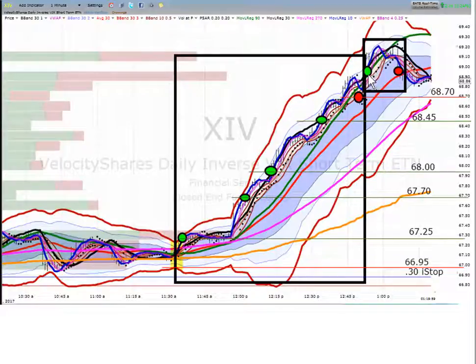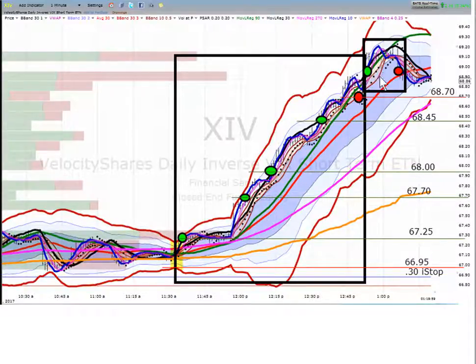in the usual way on a continuation pocket entry. We get another RLCO outside the river. Now the 30 is rolling over. This is an owl pattern forming the other way, and now there's a potential trade move from here with a target down to 67.70, back to the VWAP.